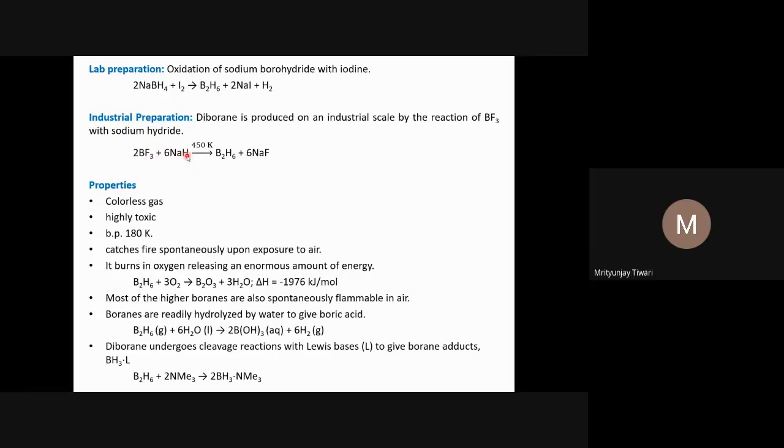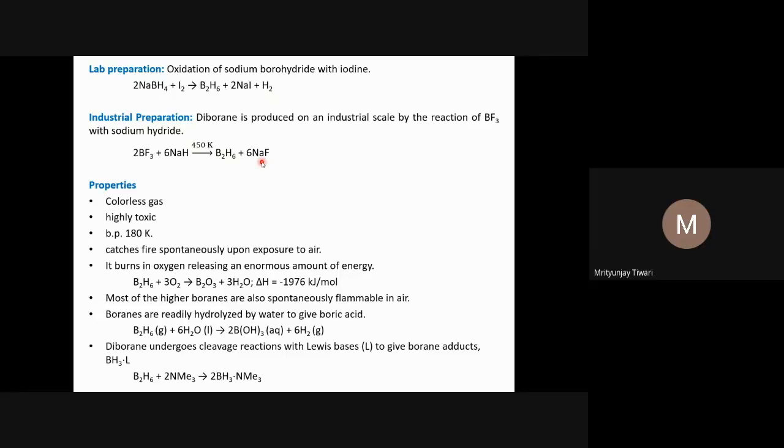And the industrial preparation of diborane is like this: BF3, when it reacts with NaH, sodium hydride, at 450 Kelvin and above, forms B2H6 plus 6NaF. So diborane is produced on an industrial scale by the reaction of boron trifluoride with sodium hydride, and on heating above 450 Kelvin, we see the formation of diborane plus 6NaF.